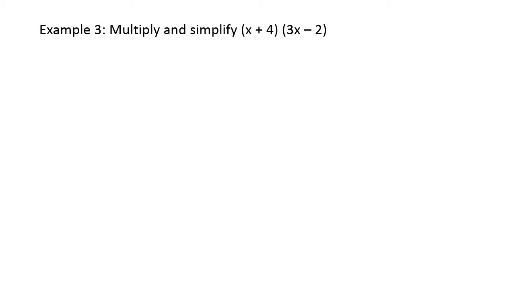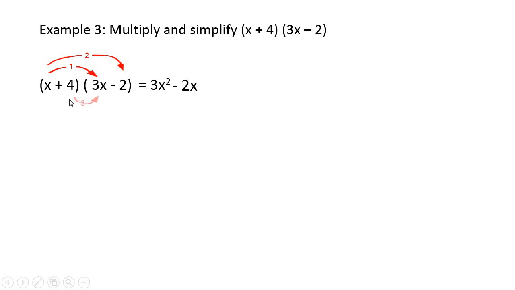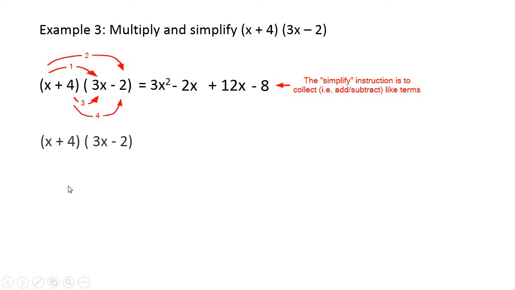Example 3. Multiply and simplify x plus 4 times 3x minus 2. So using the distributive property, multiplying the first terms, x times 3x is 3x squared. X times minus 2 is minus 2x. 4 times 3x is 12x. And finally, 4 times minus 2 is negative 8. Now we collect like terms, and we just have the minus 2x plus 12x equaling 10x there.